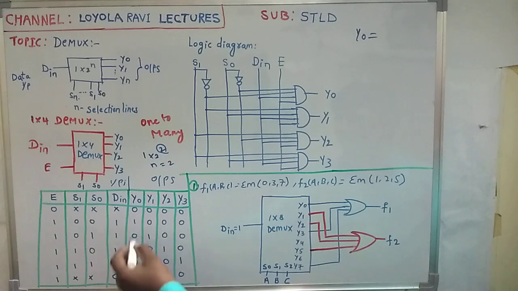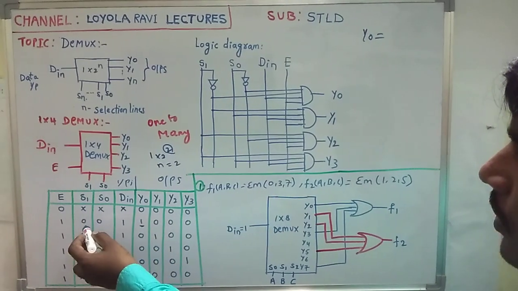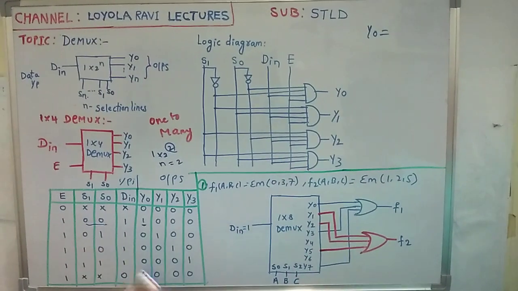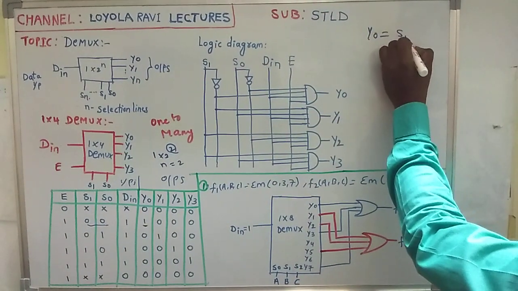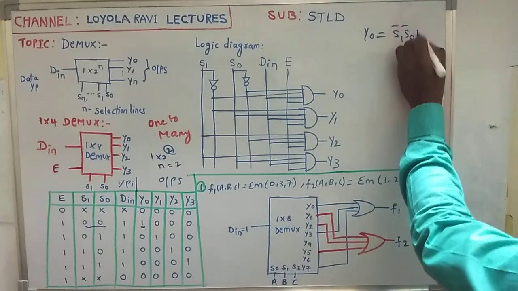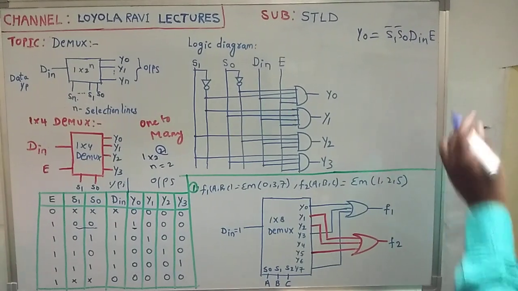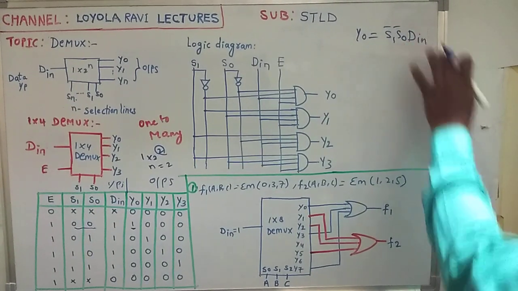In one combination only we are getting Y0 high. This is 1 here. What is the combination? 0 0, nothing but S1 bar, S0 bar. And what is the input? D in and enable. If you want, you may write enable, otherwise no need. Enable is connected for all.